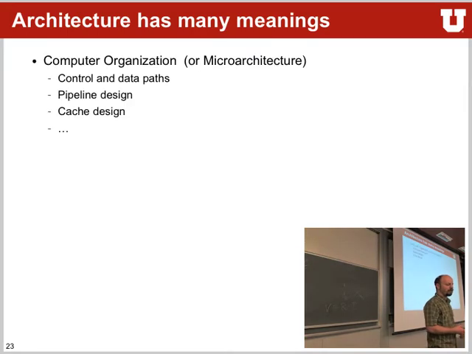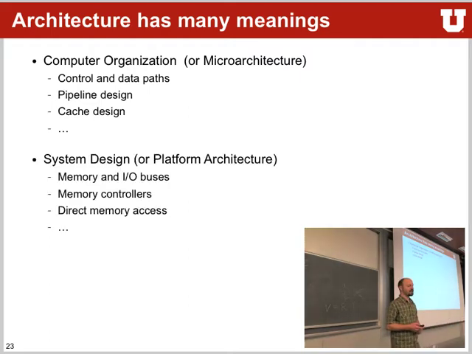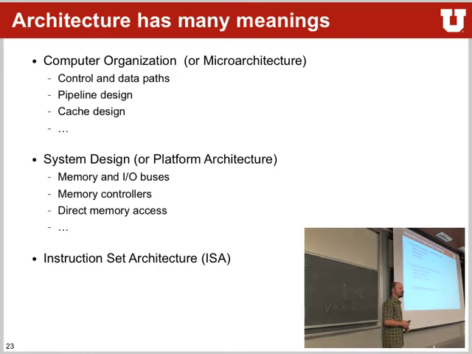So, for example, computer organization or microarchitecture itself. You had a class called Computer Organization and Design, I think. I think it's even a prerequisite for this class. So you have heard architecture before. It talks about the control data paths, pipelining, cache designs of systems, etc. So that's computer organization. It can be used in system design or platform architecture. There we talk about what kind of memory design and I/O designs you have, what memory controllers you are using, whether you have a DMA or not. So that's more the system on chip kind of design architecture. And then there's the instruction set architecture. That's more what he said. So what is the ISA?